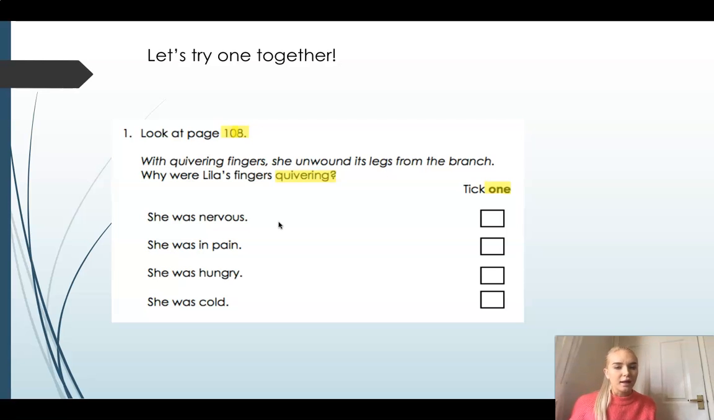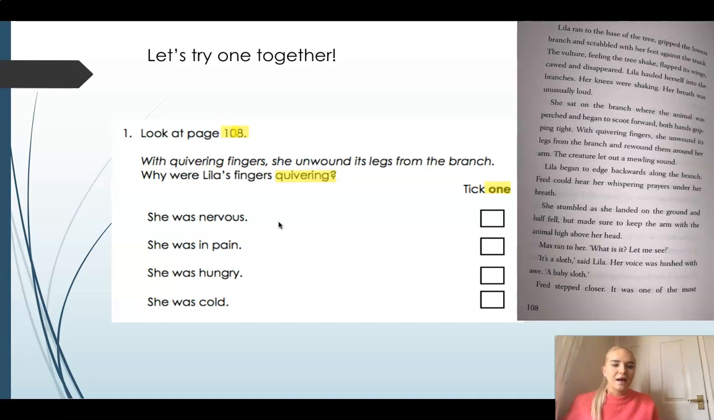Now, if quivering means that we are shaking, could we shake when we're nervous? Yes. Might we shake when we're in pain? Maybe. Would we shake when we're hungry? I don't think we would, so we can rule out that one, but we can consider nervous and in pain as potential answers. Do we shake when we're cold? Yes, we do shake. If we're a bit cold, a bit chilly, we get goosebumps, we start to shake. So before I even go into the text, I've narrowed down those answers to three answers. So that's going to help me a bit more.